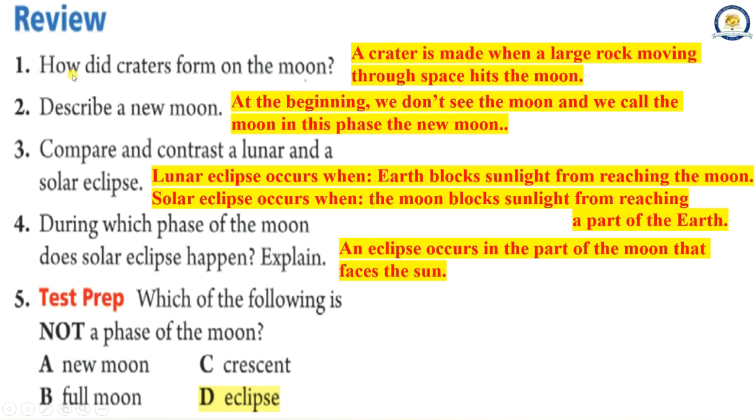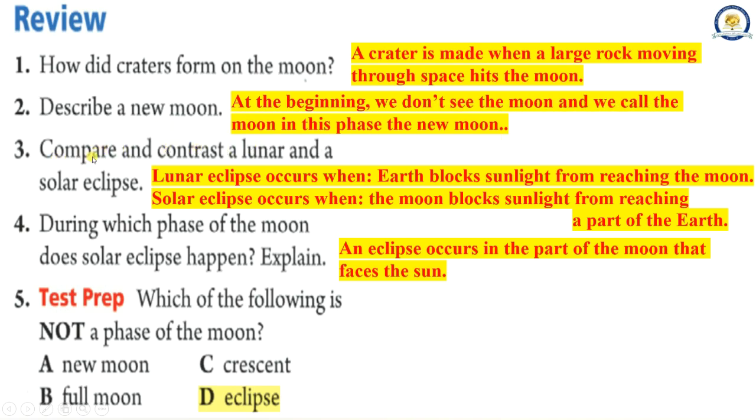Review. 1. How did craters form on the moon? A crater is made when a large rock moving through space hits the moon. 2. Describe a new moon. At the beginning, we don't see the moon and we call the moon in this phase the new moon.